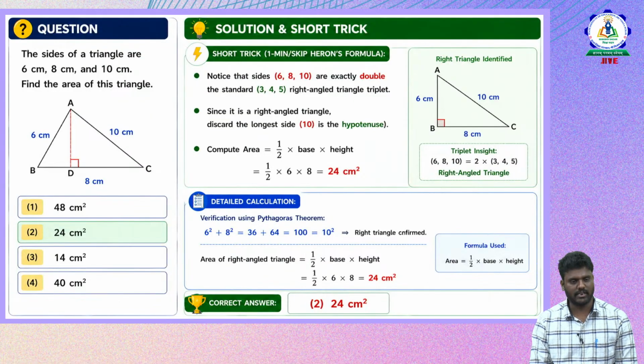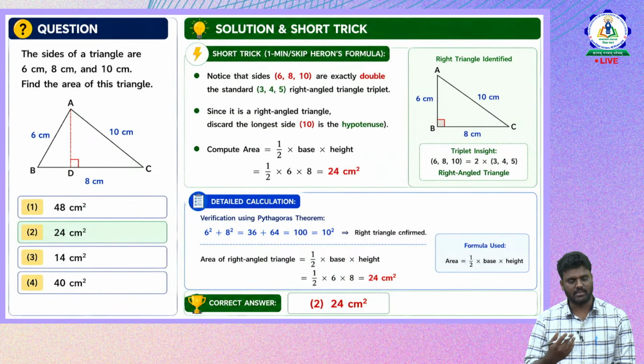Option 1 is 48 centimeter square. Option 2 is 24 centimeter square. Option 3 is 14 centimeter square. Option 4 is 40 centimeter square. These are the four options they have given. Now let us try to identify. When you see 6, 8, 10, again the same.